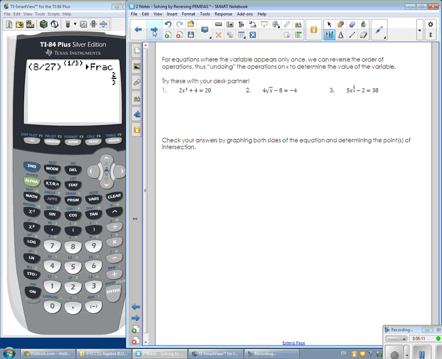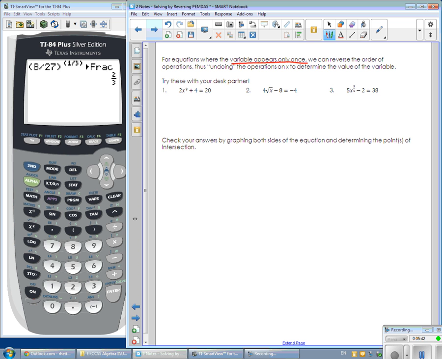All right, so using what we just discussed, you're given 3 different equations, and it says for these equations where the variable appears only once. And that's important. If the variable appears more than once, then we have to combine like terms. And if there's no way to combine our variable into one term, then we can't use the reverse order of operations. But if our variable appears only once, then we can get the variable by itself by undoing the operations on x to determine its value.